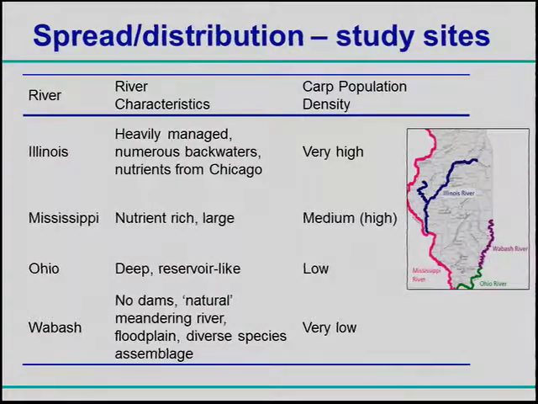So the Illinois River, we're kind of doing our sampling around here. We're not up in the northern part of the river. We're kind of down here. Very heavily managed, numerous backwaters, relatively nutrient rich, okay? A lot of nutrients coming down from Chicago.